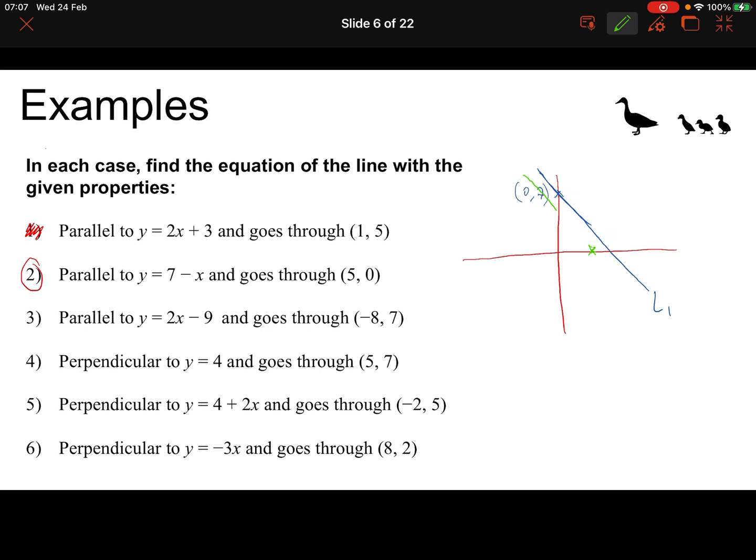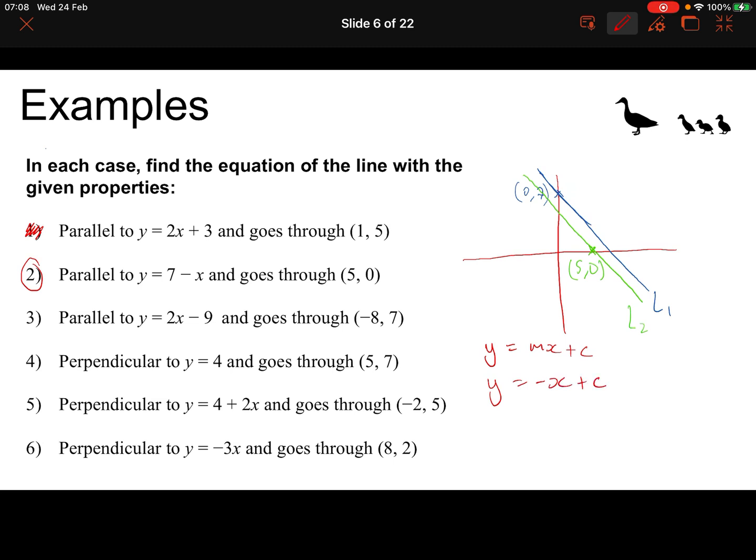So we need to find a different line, let's call that line 2, that is parallel to the blue line and passes through the point (5, 0). That is to say, when x is 5, y is 0. That's easily done, because it's a straight line, it will have equation y equals mx plus c, where m is the gradient. Since it's parallel to the blue line with a gradient of -1, the gradient of my new green line is also going to be -1. So y equals -x plus c.